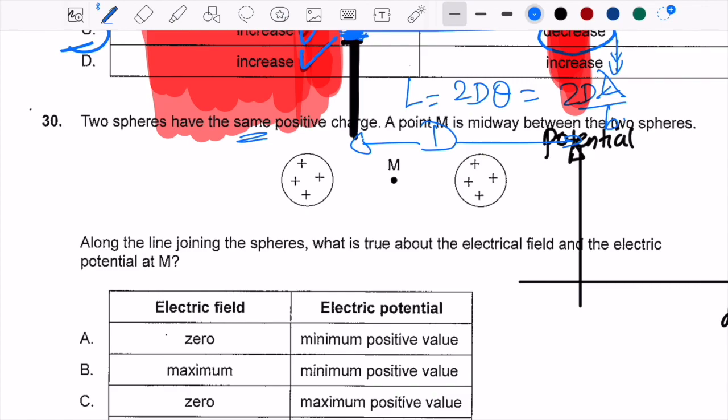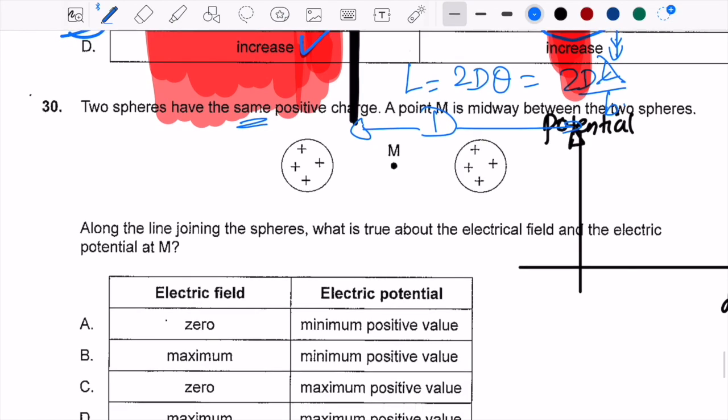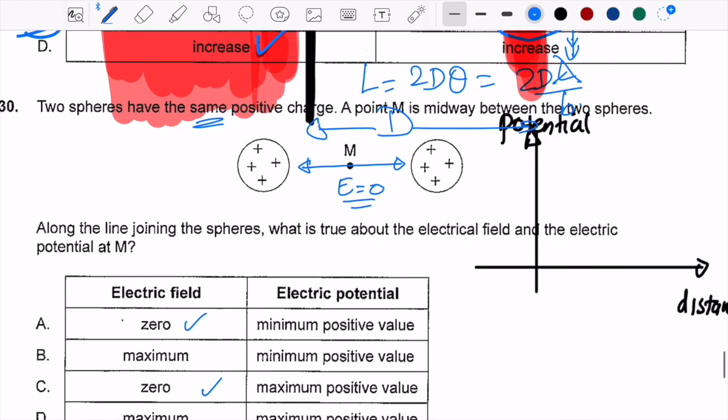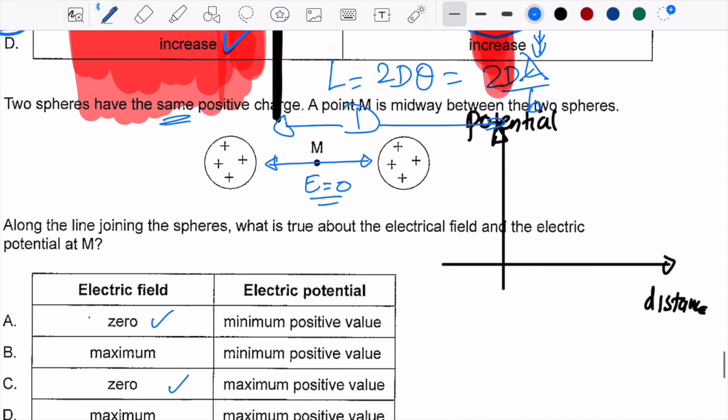This is a very good question. First, if these are equal point charges, the electric field strength at the central point is 0. So the answer has to be A or C. But the second part is a little more difficult. What's the total electric potential at this point?